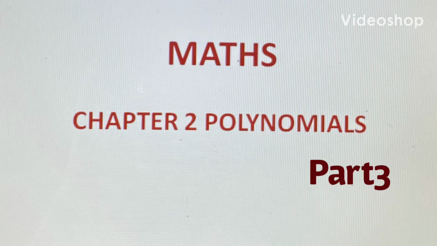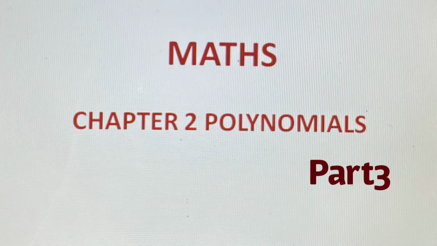Welcome back, students. So we were doing polynomials, and in the last lecture we studied what is 0 of a polynomial. For any polynomial p of x, if p of a is equal to 0, then a is called 0 of the polynomial. And then we studied remainder theorem. For any polynomial p of x, the remainder of the polynomial can be obtained by getting p of a when it is divided by x minus a.